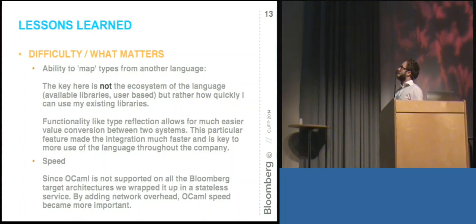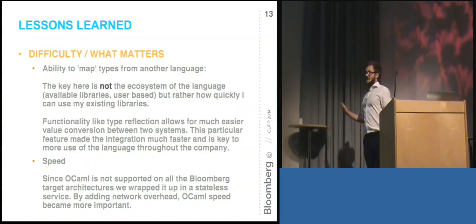We often talk about the platform and how many libraries are out there for a language. Actually, for us, it didn't really matter. What matters is how quickly can you integrate an existing technology inside the language. And for that, OCaml was very good. The speed was extremely important.